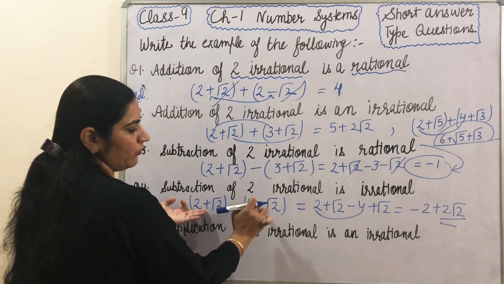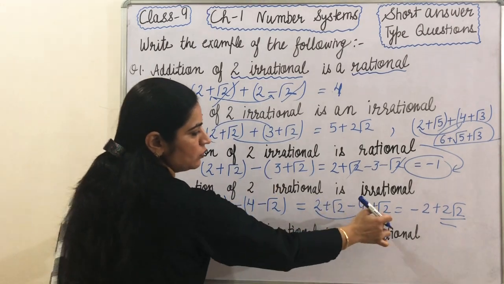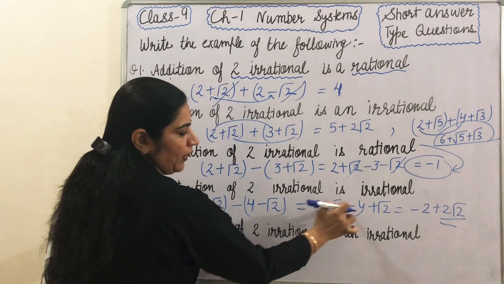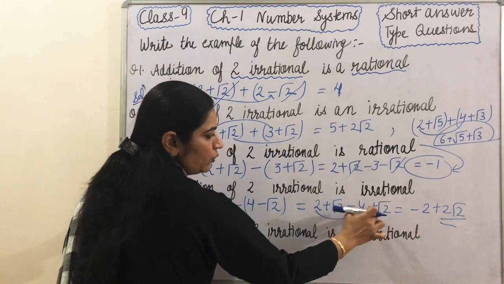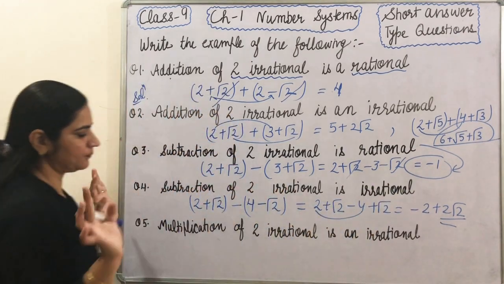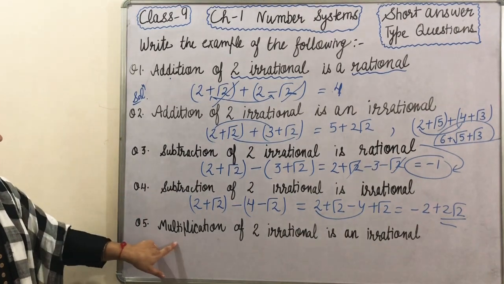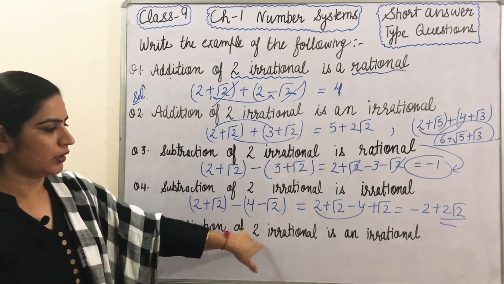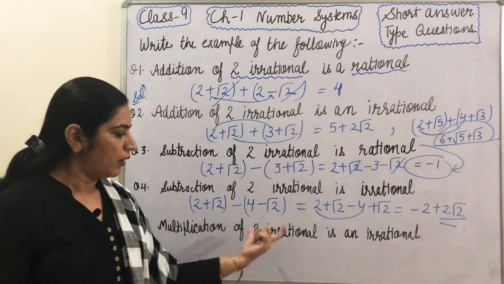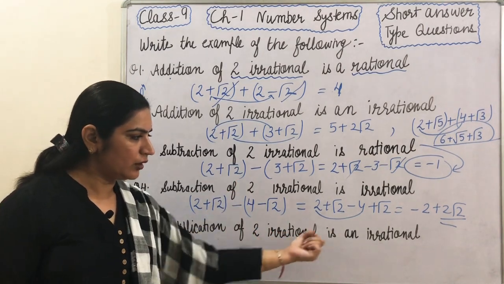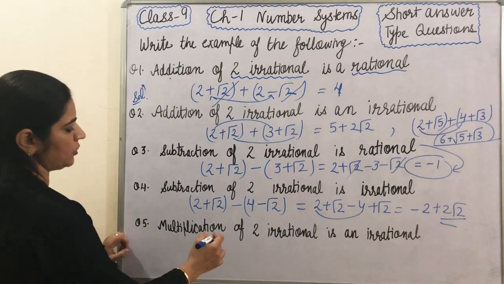Root 2 negative, negative again root 2, this is 2 root 2. 2 minus 4 minus 2 root 2, root 2, 2 root 2. Okay. Next is multiplication of two irrationals is an irrational. Multiplication of two irrationals, the final answer should be an irrational.